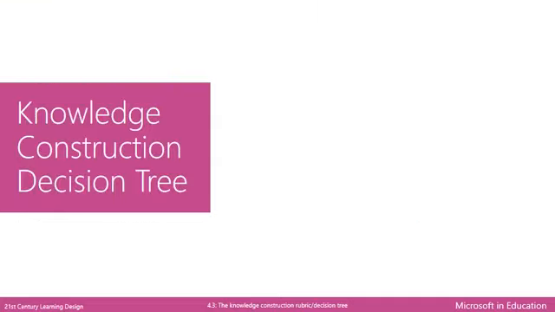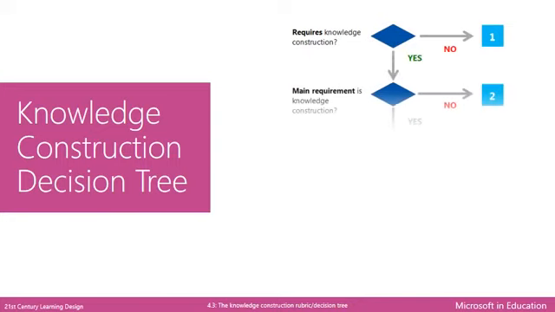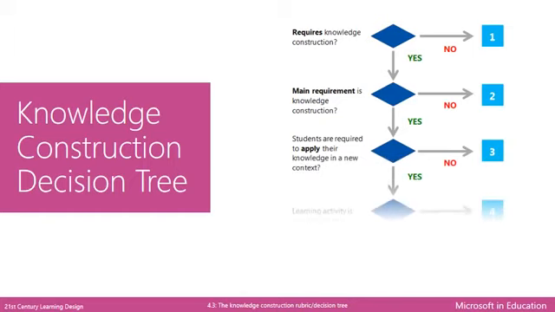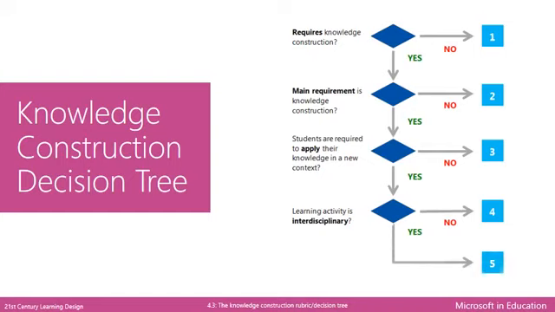So to recap, when you're designing a learning activity in which you want to focus on knowledge construction, you need to keep in mind the questions outlined in the decision tree. Does the learning activity require knowledge construction? Is the main requirement knowledge construction? Are the students required to apply their knowledge in a new context? And is the learning activity interdisciplinary? In this way, the decision tree helps you to be more aware of the type and quality of knowledge construction you need to plan for.